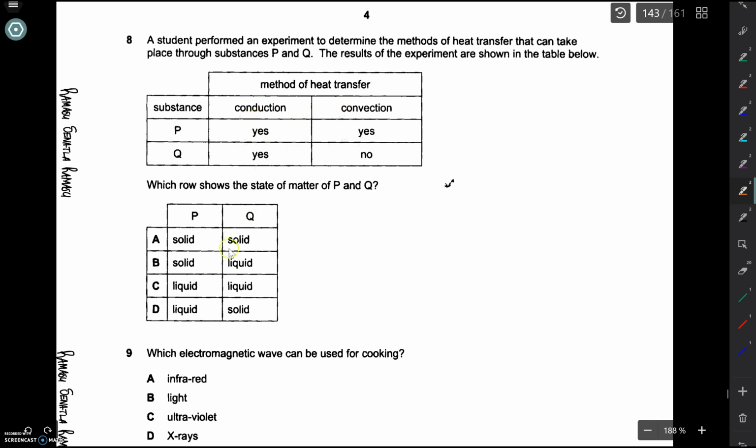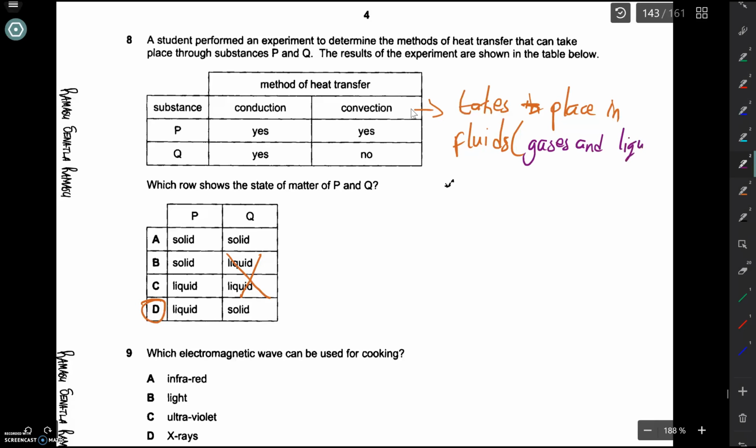Alright, so from this we can conclude that Q has to be a solid. So Q, we can cancel these two out. Because Q has to be a solid, and P is liquid, our answer there is D. P is liquid because convection takes place in fluids, and of course fluids are gases and liquids, right?